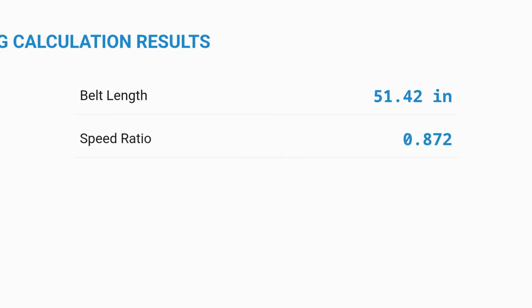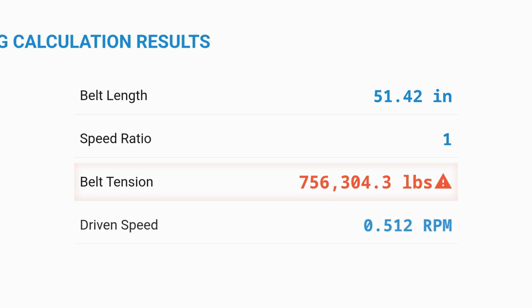The belt length is 51.42 inches. That's the total belt length you'll need. The speed ratio is 1.000, confirming our pulleys are the same size.